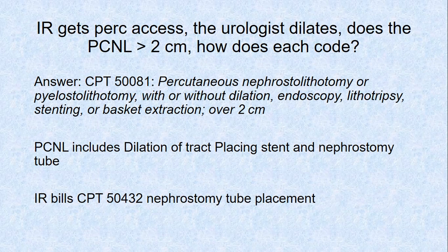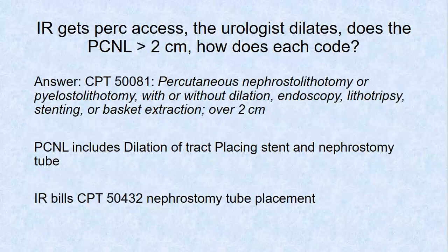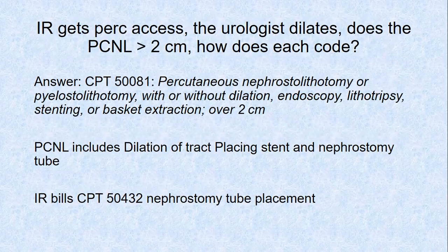The 50081 code, percutaneous nephrostolithotomy or pyelostolithotomy, with or without dilation to get access, endoscopy, lithotripsy, stenting, basket extraction, anything over 2 centimeters is all included in CPT code 50081. This code includes the dilation of the tract, placing the stent, and nephrostomy tube if it's performed. Interventional radiology's access would be 50432, which is nephrostomy tube placement.